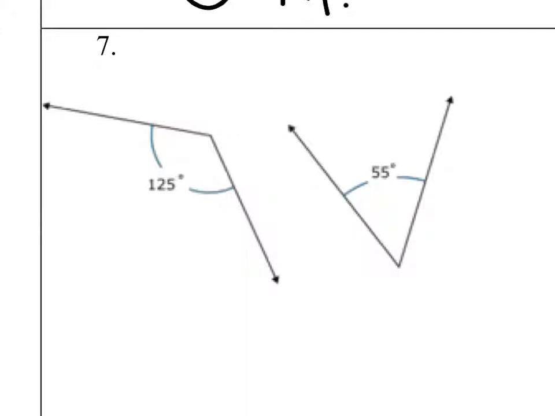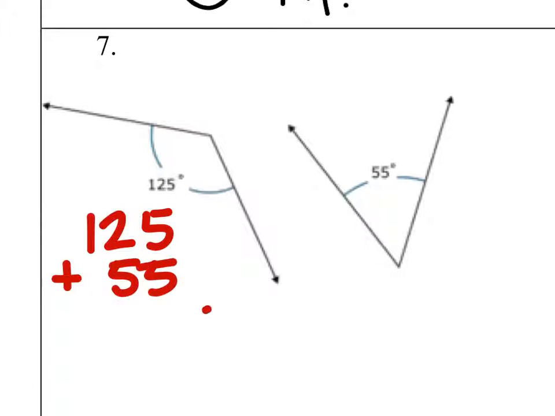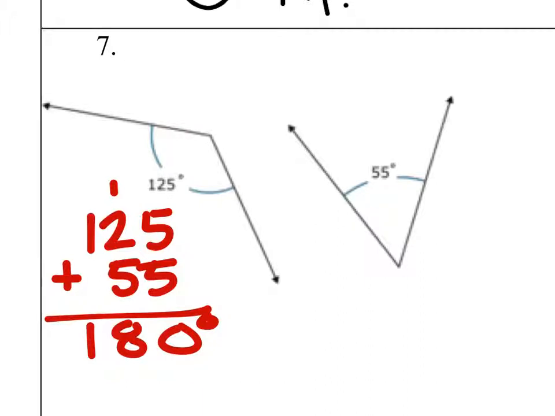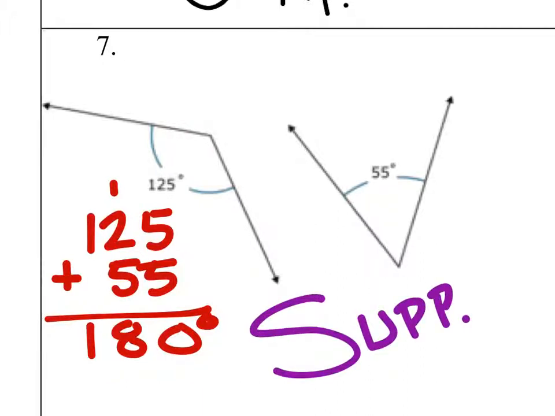All right, what about number 7? This one, we've got two angles, 125. If I combine these, then I get 0, 1, carry it, 180 degrees, which is what type of relationship? Sup. Good.